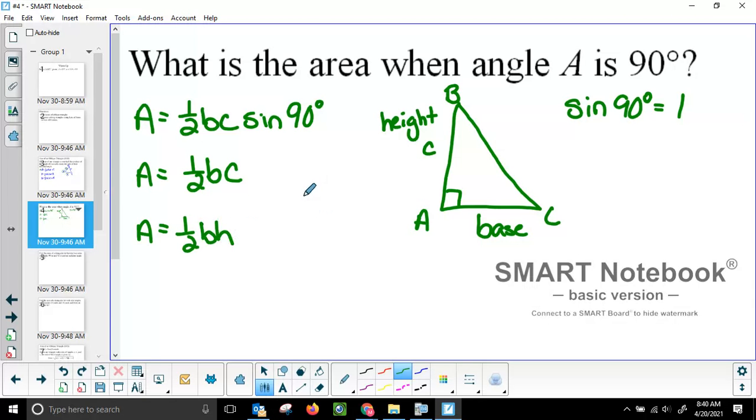Oh, hey, what do you know? That's the area of a right triangle, right? 1/2 base times height, or base times height over 2. All right. So basically, they're saying that this formula works for any triangle. We typically only use it for oblique triangles because if we're given a right triangle, we know that's just 1/2 base times height, right? But it actually works the same way here.